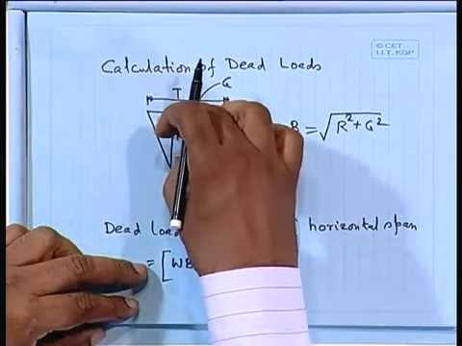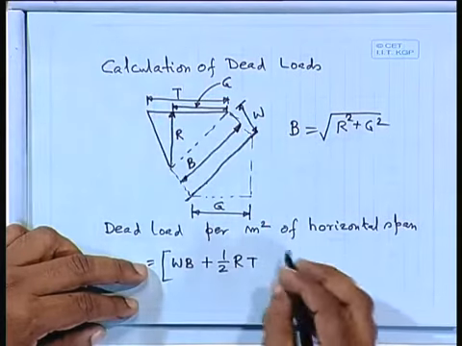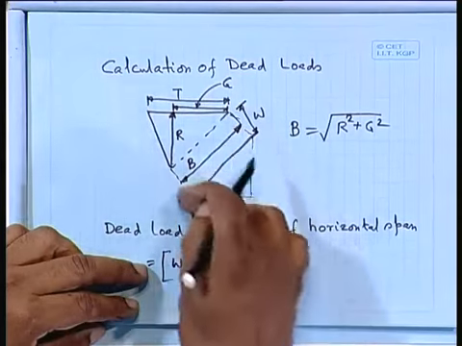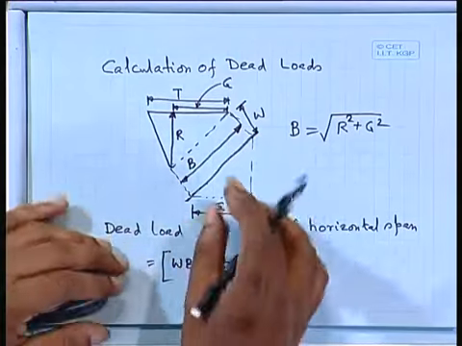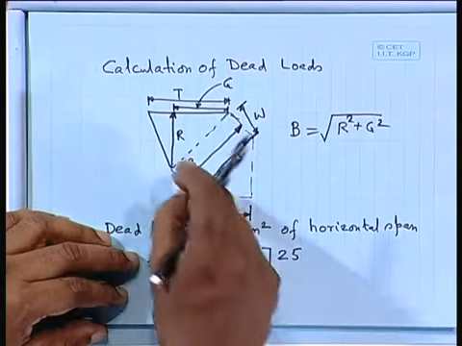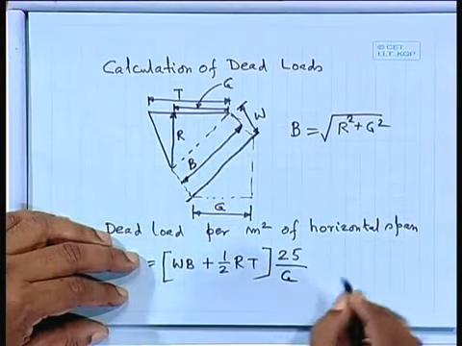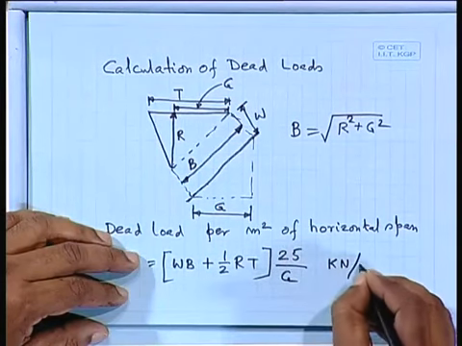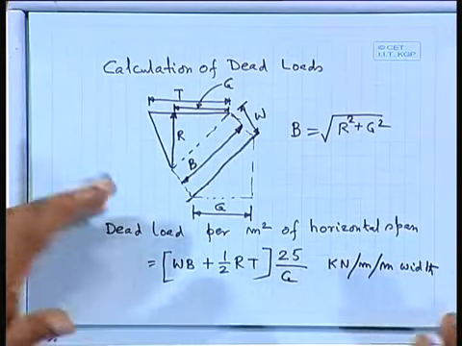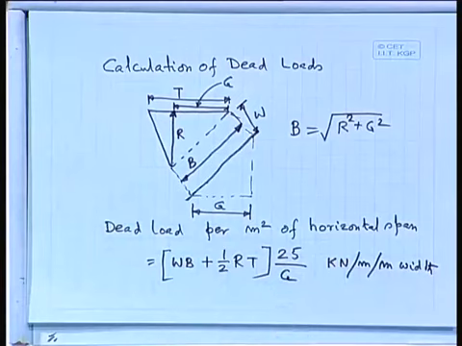R is the height, and T the base, times the 25 kilonewton per meter cube. This is the 1 meter of width of the staircase, 1 meter width times 25 will give me the weight, and divided by G. This one means kilonewton per meter width, or kilonewton per square meter. We are talking the staircase is going like this. So I am taking 1 meter width, and we are having each step.